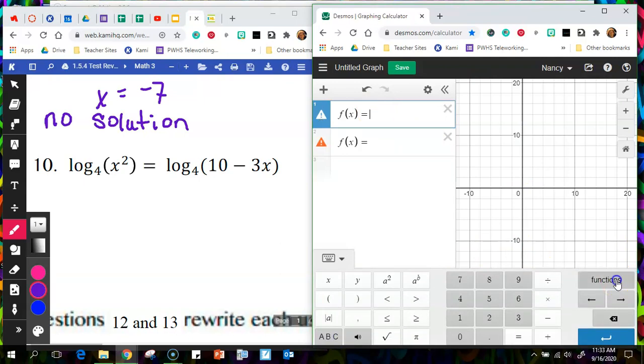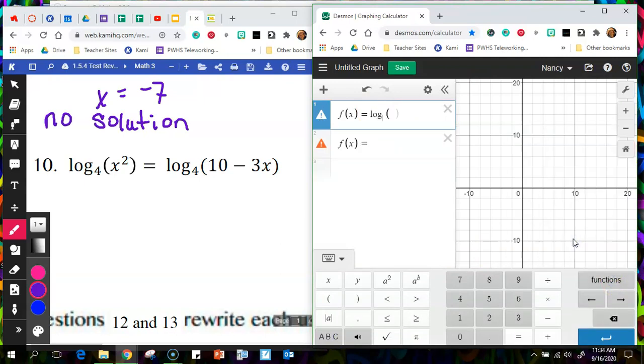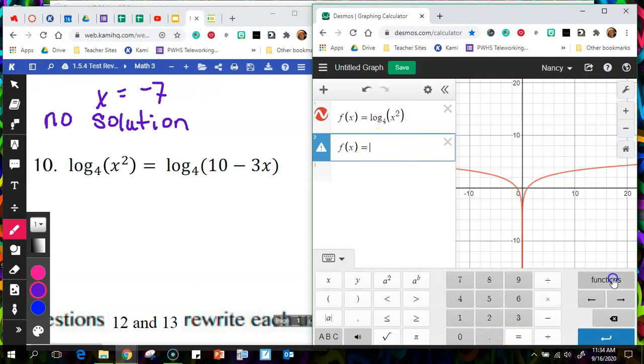Go to my keyboard, go to functions. This is log base 4, so I need to use that log base A so I can get the 4 in the subscript. And then in parentheses is x, and to get that exponent up there, hit shift 6 and then 2. Hit tab to bring it back down so you can close your parentheses. And then the second part, log base A, it's going to be a 4, and then in parentheses 10 minus 3x.